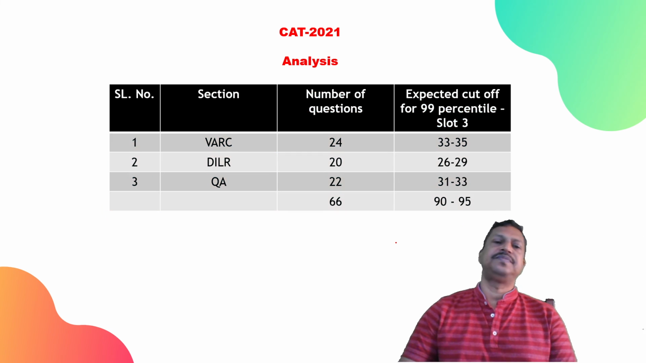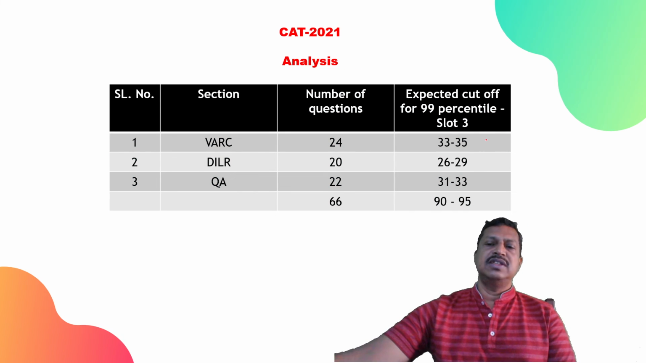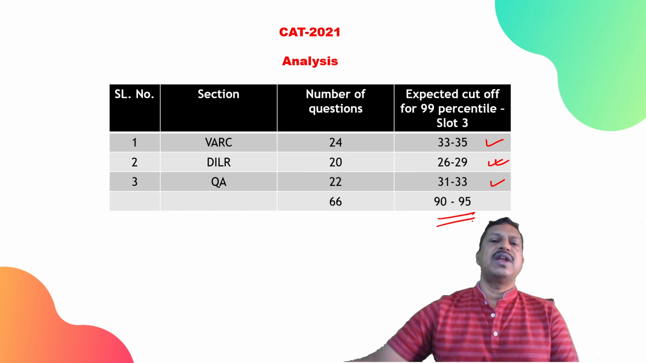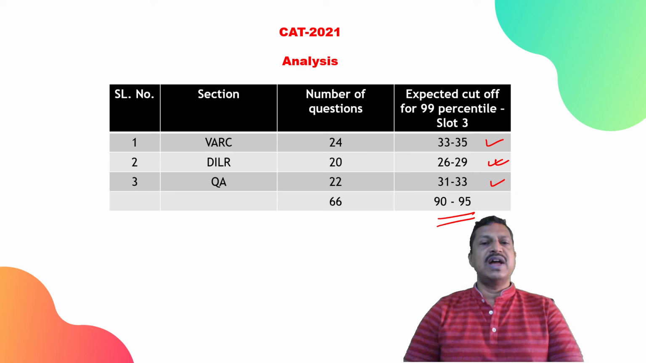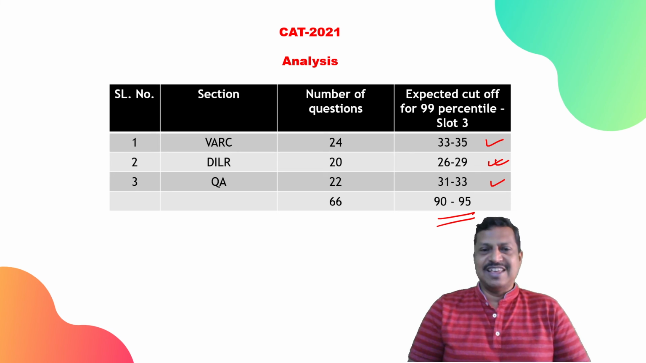And if you look at slot 3, VARC on the same level, DILR was a little bit more difficult, so I'm putting a little bit low. QA is more or less on the same line. But overall, it will be less, 90 to 95 marks can be somewhere around 99 percentile. Remember, total is 198 marks, right? So that is how more or less the situation is. What I feel is something like this.